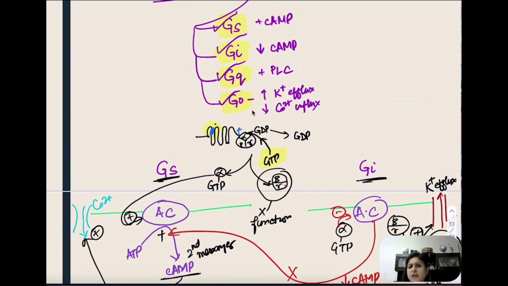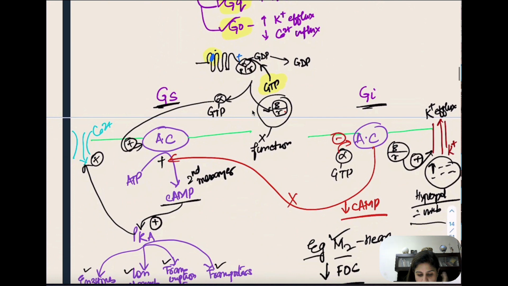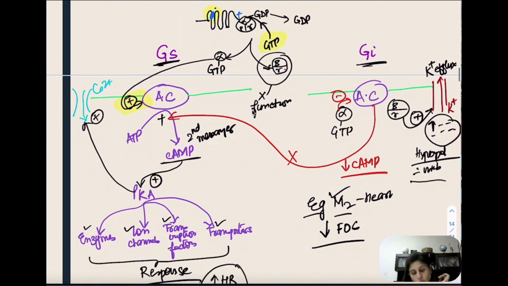Beta and gamma are very unhappy, very sad. They say, "I'm not going to do anything. All the work is done by the alpha and the GTP." Okay? So they are going to stimulate the adenylyl cyclase enzyme, which is going to produce cyclic AMP.